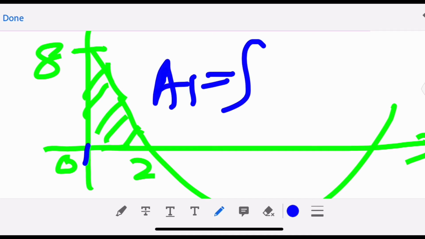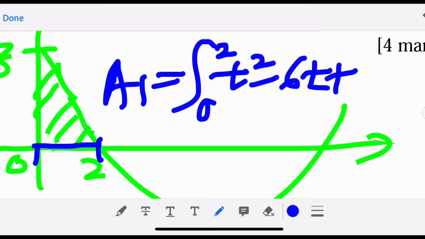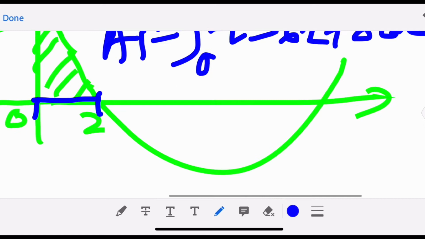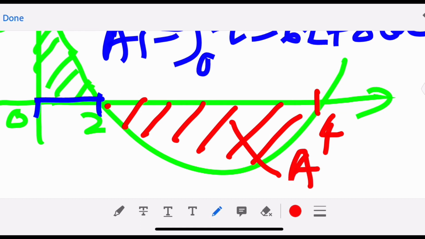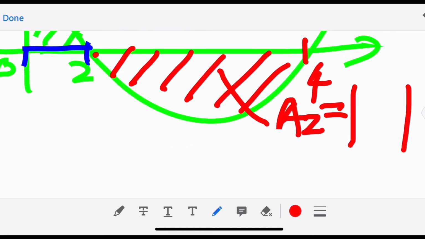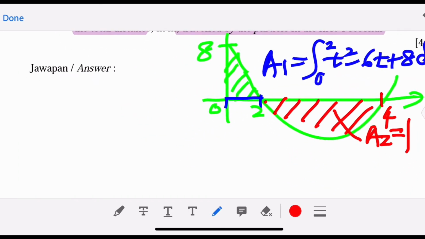Integrate from 0 to 2 the velocity function t squared minus 6t plus 8 dt. Okay, that will be positive. And for this part, from 2 to 4, the area will be negative. The area is always positive, but the integration value will be negative. So we need to take the modulus of the answer later on. So now let's focus on A1 first, later we do A2. We want the magnitude of the area, right?